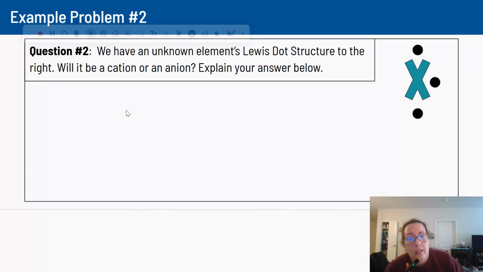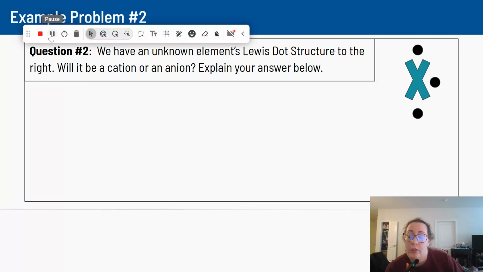Okay. The last question we have is, we have an unknown element dot diagram to the right. I want you to determine if it's going to be a cation or anion and explain why you say that below. So pause, take 1 to 2 minutes to write your answer, and then hit play when you're ready to review it.